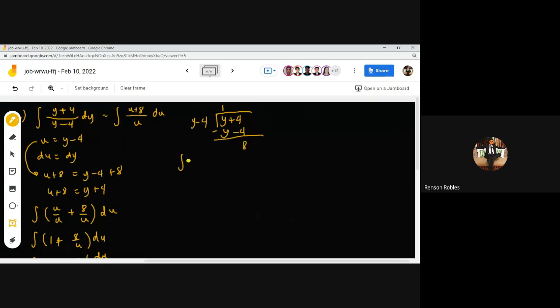So the new form, the integral of y plus 4 over y minus 4 dy is now equal to the integral of the quotient 1 plus the remainder over the divisor. Okay? This is easier. Then you now have the integral of 1 dy is y, plus 8. You know that for y minus 4, the derivative of this is dy. You see that on the numerator. So that leads you to ln y minus 4 plus c. So this is the answer.